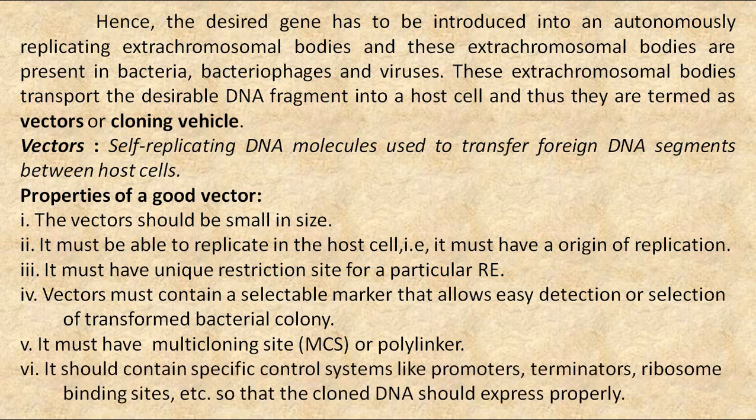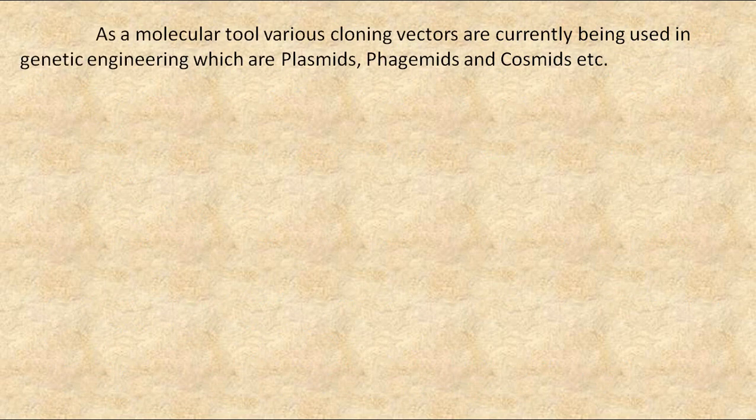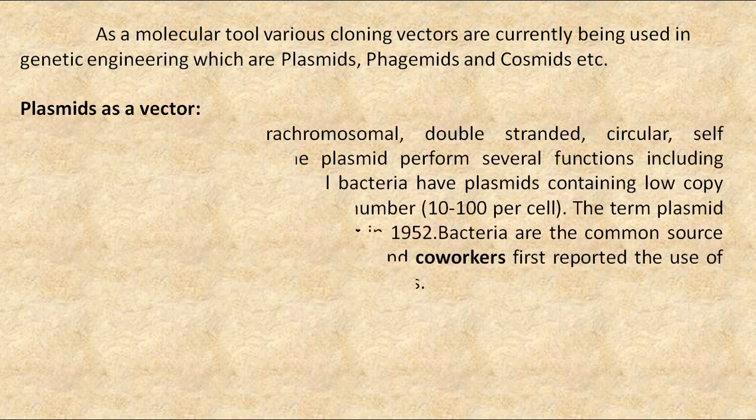It should contain specific control systems like promoters, terminators, ribosome binding sites, etc., so that the cloned DNA should express properly. As molecular tools, various cloning vectors are currently being used in genetic engineering, which are plasmids, phagemids, and cosmids, etc. Now let's see plasmids as a vector.